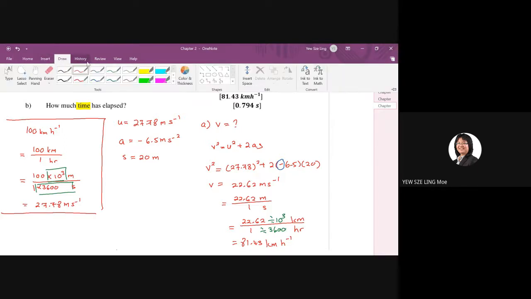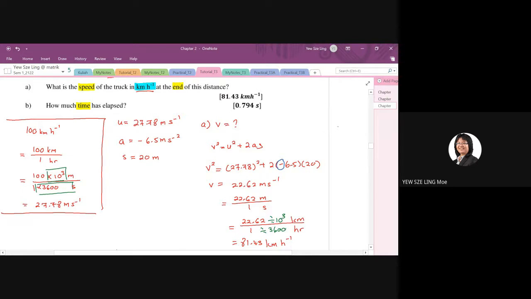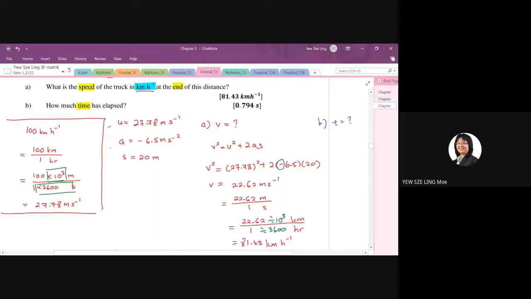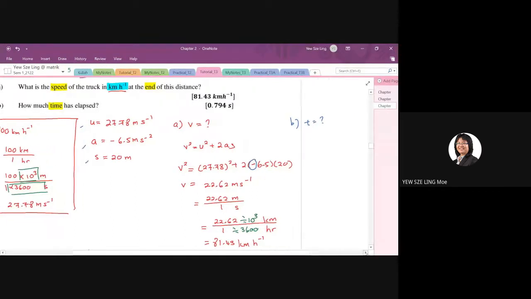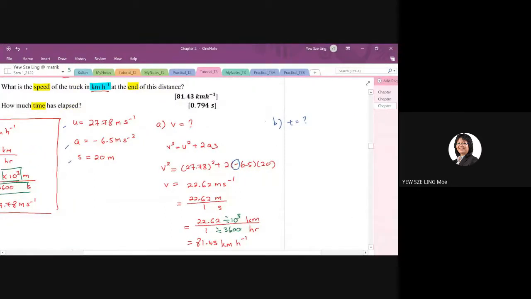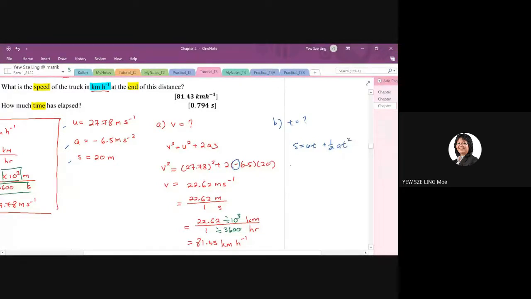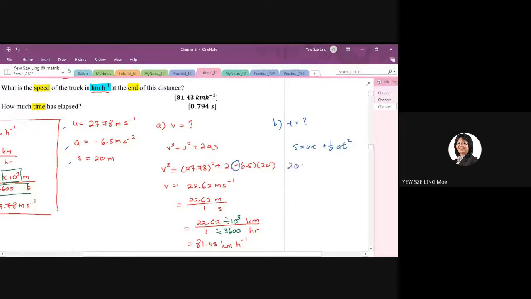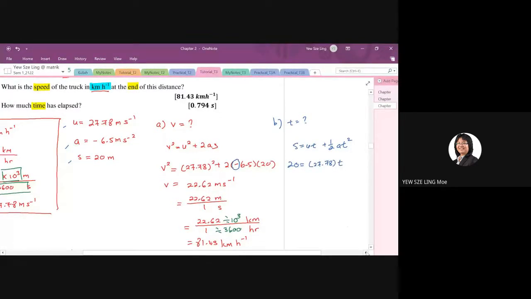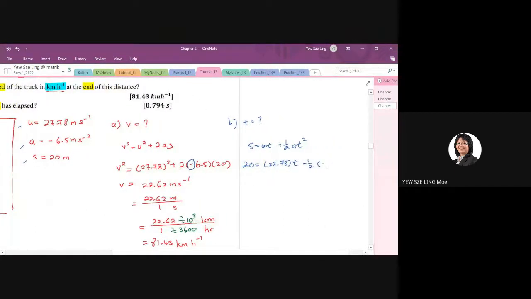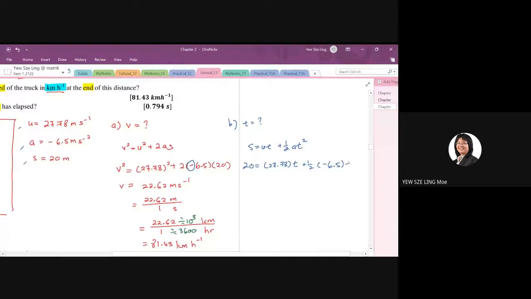Now let's look at question B. Time is the unknown. So we have u, a, and s. So what are we going to do next? We have u, a, s, and then t, so we use s equals ut plus 1 over 2 at squared. S is 20, u is 27.78, t is unknown, plus 1 over 2, and a is a negative value, negative 6.5, t squared.